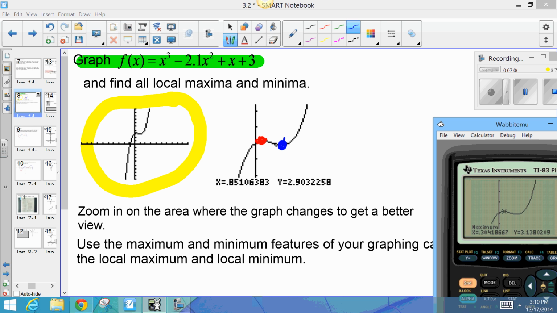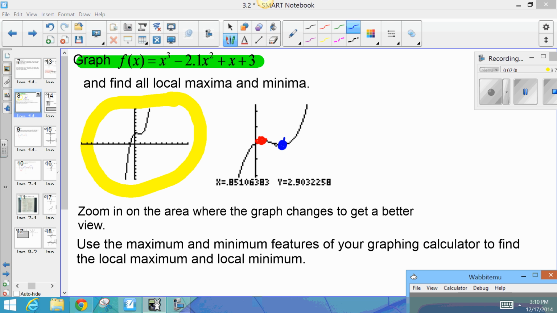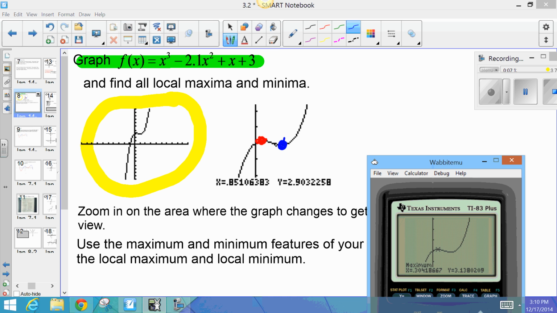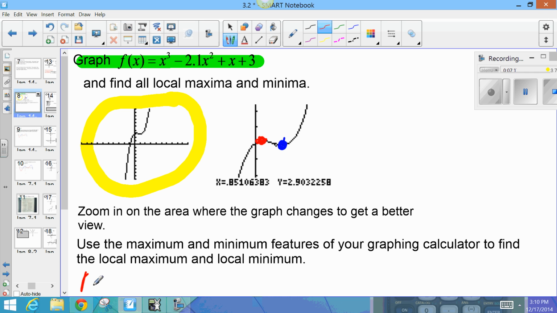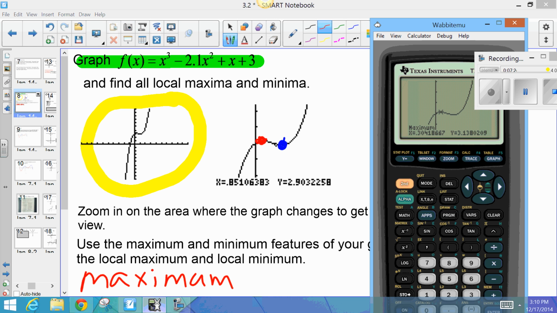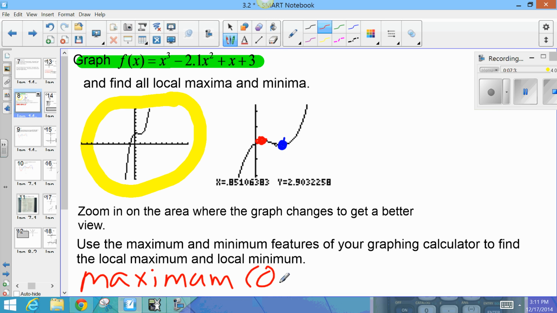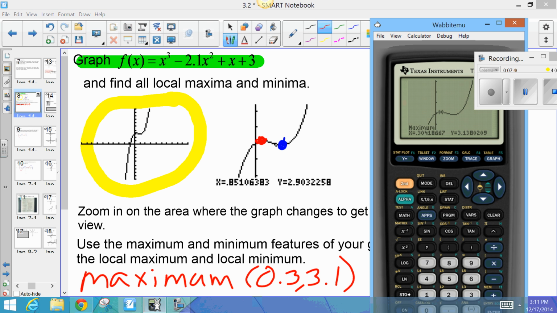What's the question here? Use the maximum and minimum features on your graphing calculator to find the local maxima and minima. Okay, so the maximum is at 0.3, I'm rounding to the nearest tenth, 0.3, 3.1. That's the coordinates of the maximum. Now I'm going to find the coordinates of the minimum. That's the point in blue.